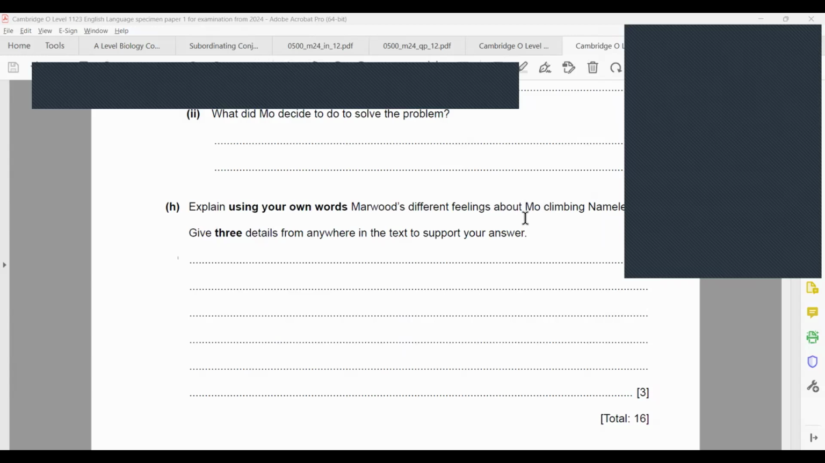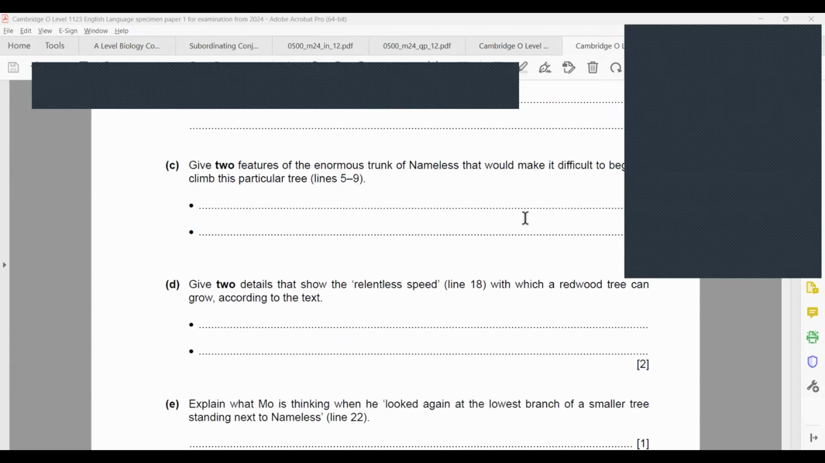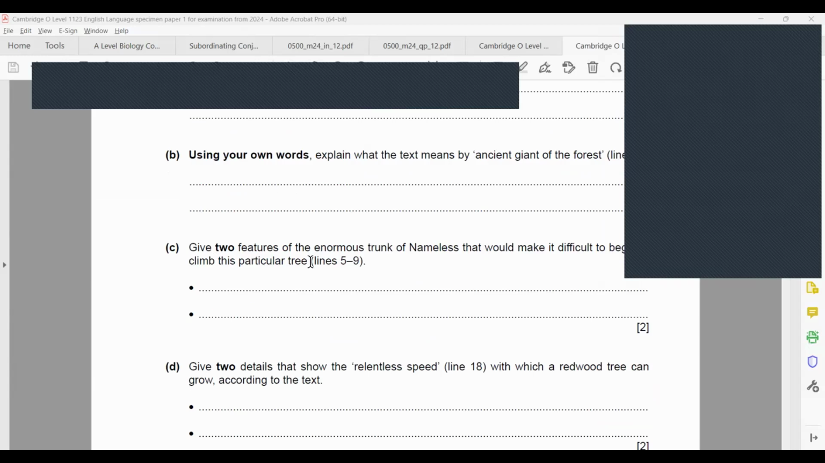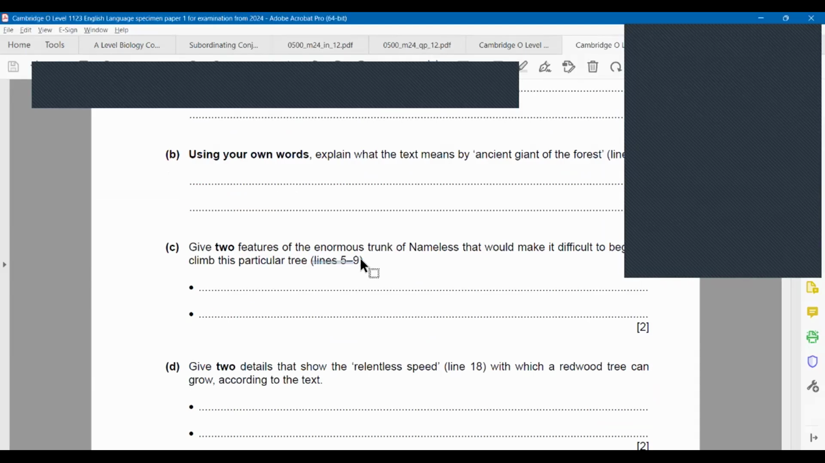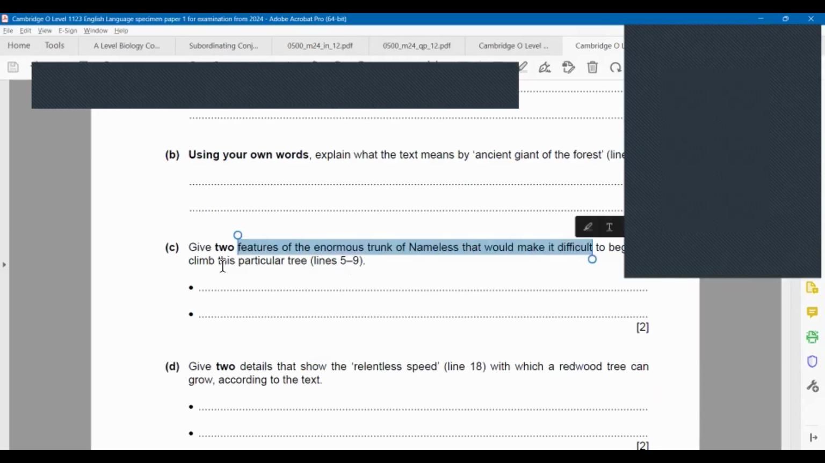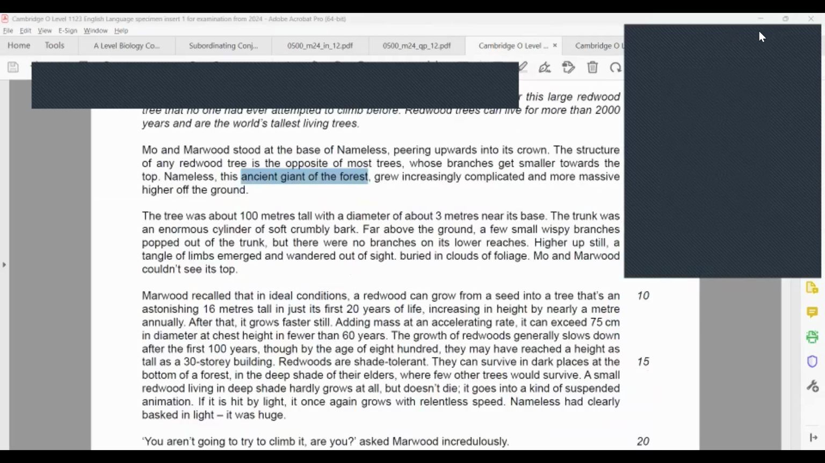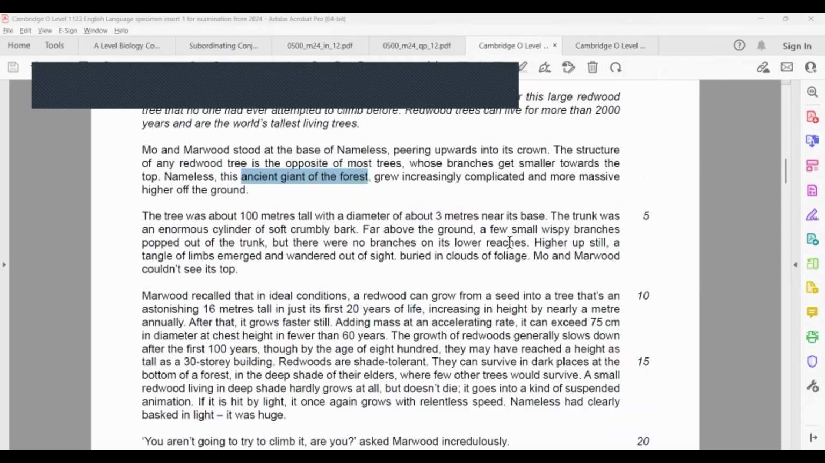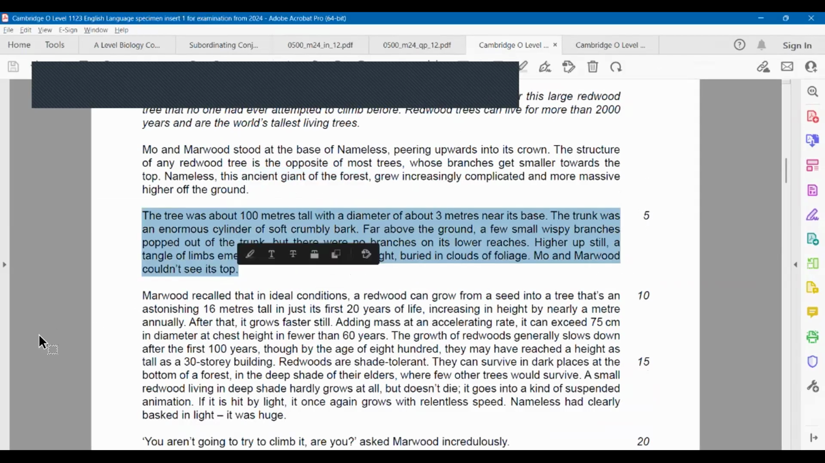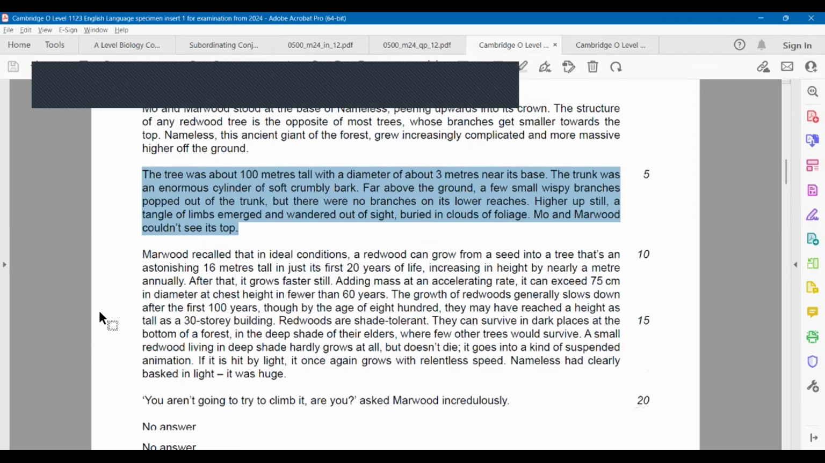Now going back to the question we were on, sorry. Question C is giving you a range, lines 5 to 9. That's telling you that in between these 4 or 5 lines is where you will find the answer, because there is no phrase that they're quoting over here. So you go to the text and you see, okay, 5 to 9 is this paragraph over here. You'll be able to find the 2 features they're asking for from this paragraph.